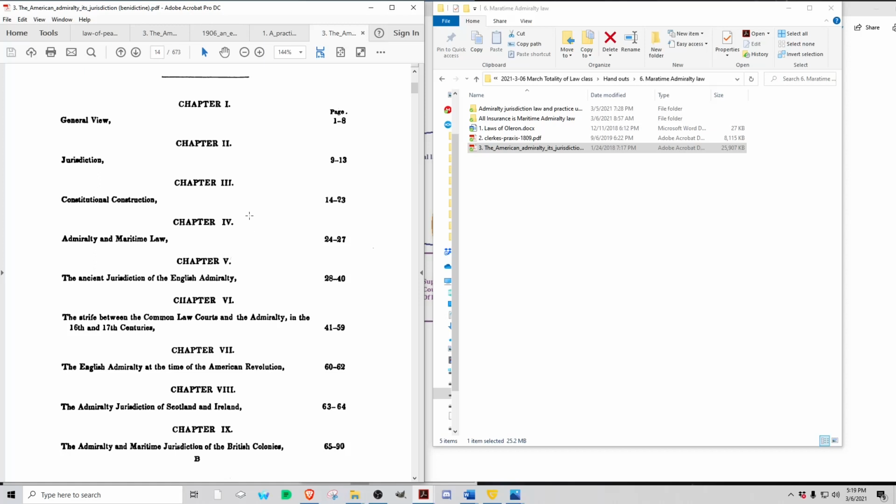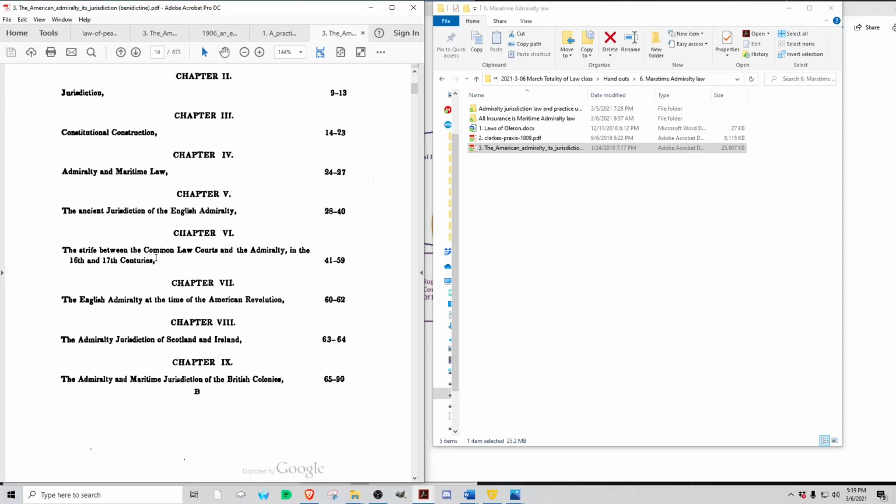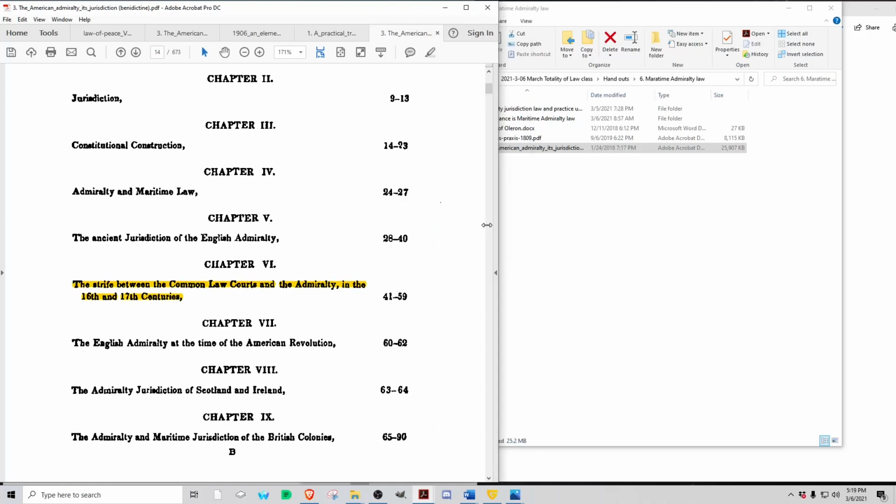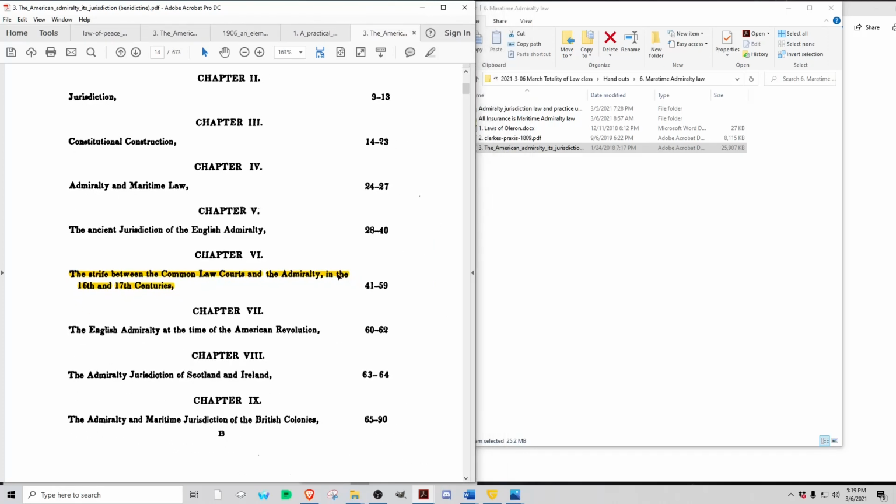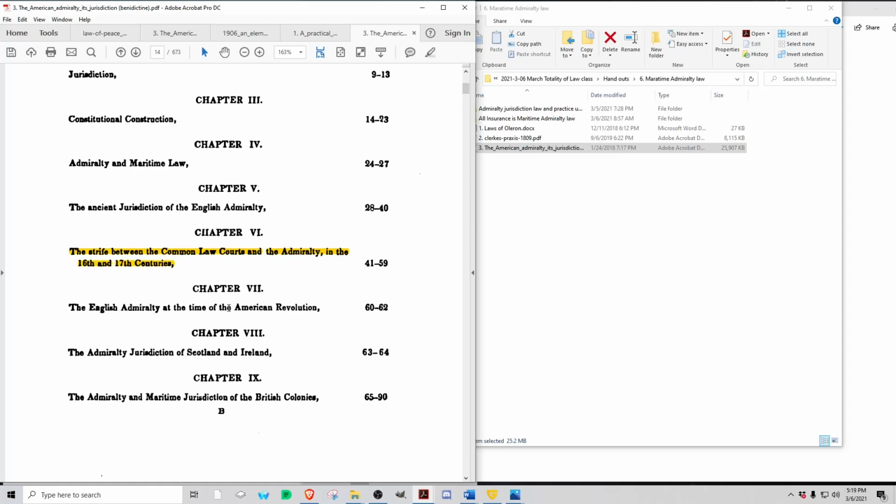And what I wanted to cover here was this interesting little chapter. I'm just going to highlight that real quick. The strife between the common law courts and the Admiralty in the 16th and 17th centuries. Yeah, the English Admiralty at the time of the American Revolution, also important, because this was part and parcel, if not the main reason. Well, technically the main reason was because they wouldn't allow the colonies to create their own banking system. So they were automatically, instantaneously, and forever indebted to the filthy Khazarian mob, better known as the Rothschilds. But these two chapters are very important as far as history is concerned, to understand what the fight was, the fight that's still going on.